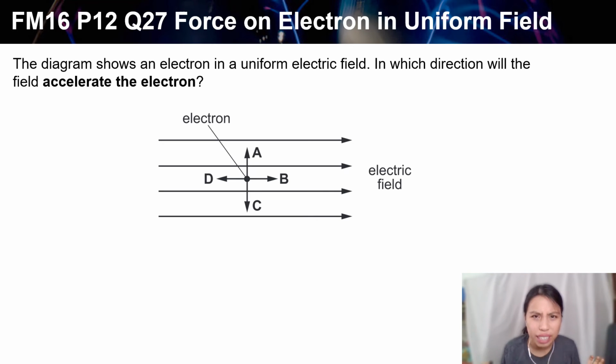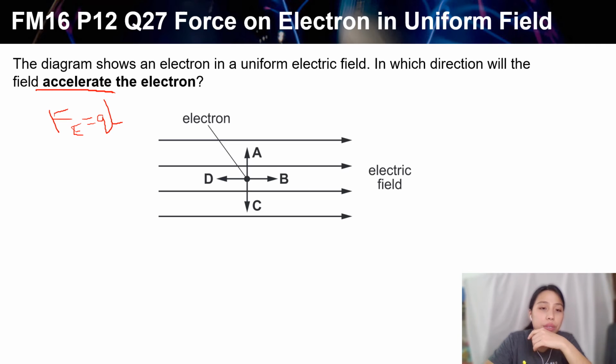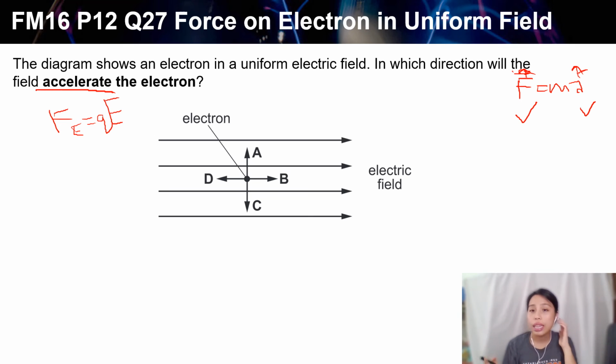So why suddenly is there acceleration? Well, remember, we have electric force, the force acting on the electron because of the electric field. But this force also relates, throwback to Newton's law, F equals ma. Got force means got acceleration. So they're basically asking you in which direction the force is pointing.